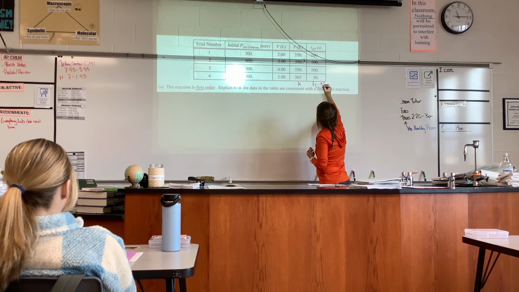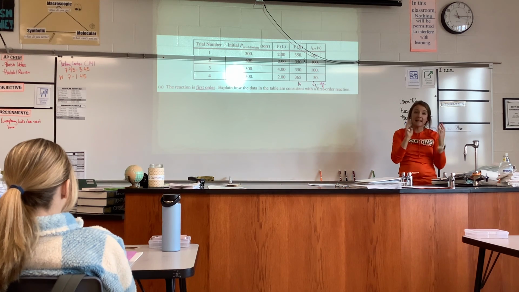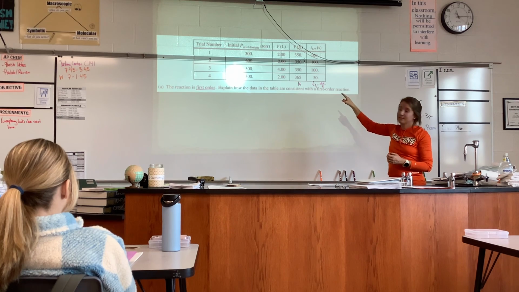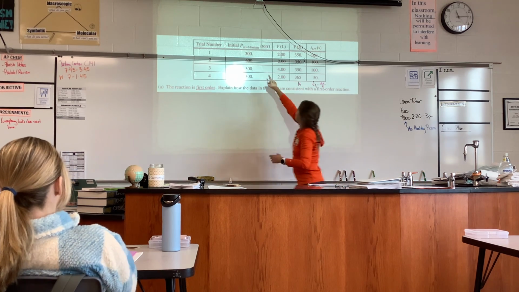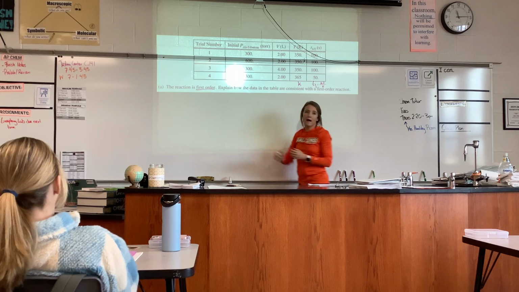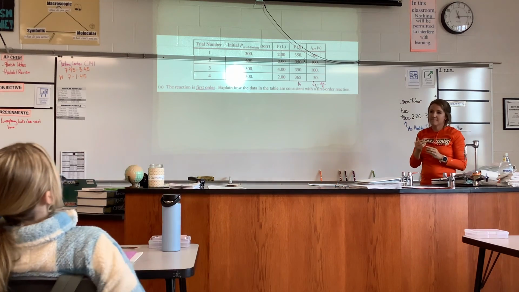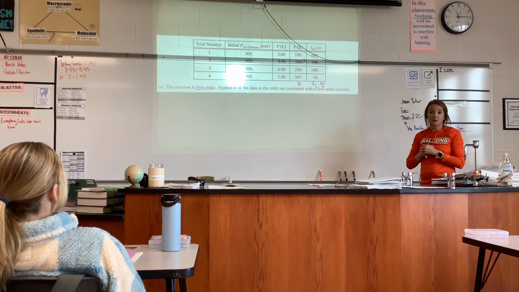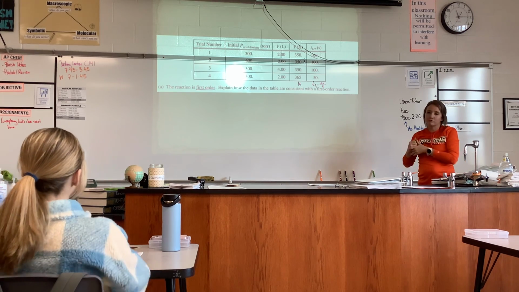But if this was a second order reaction, it wouldn't be constant half-life. The half-lives would change when you start changing other factors as well. Yeah, Sophia. How would you find k in this? You wouldn't be able to from this. Okay, great question. We do not have enough data to find the actual value of k.